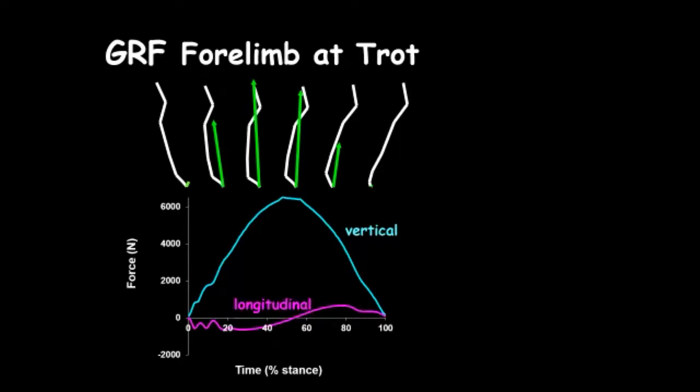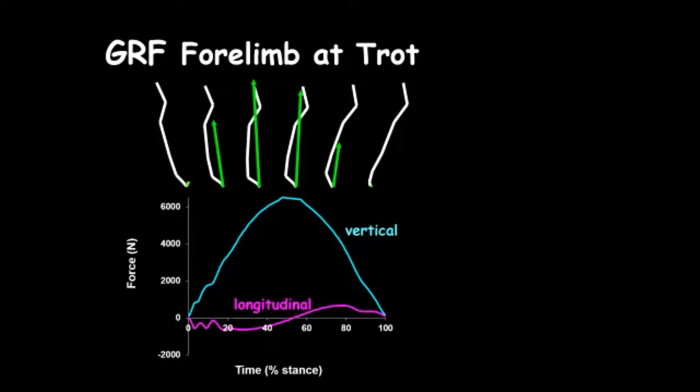So in the early part of the stance phase, the force vector is angled a little bit towards the horse's tail, and that corresponds with the negative phase on the graph here. And then later in the stance phase, when the force vector is pointing forwards a little bit towards the horse's head, then that corresponds with the positive part of the longitudinal force trace.